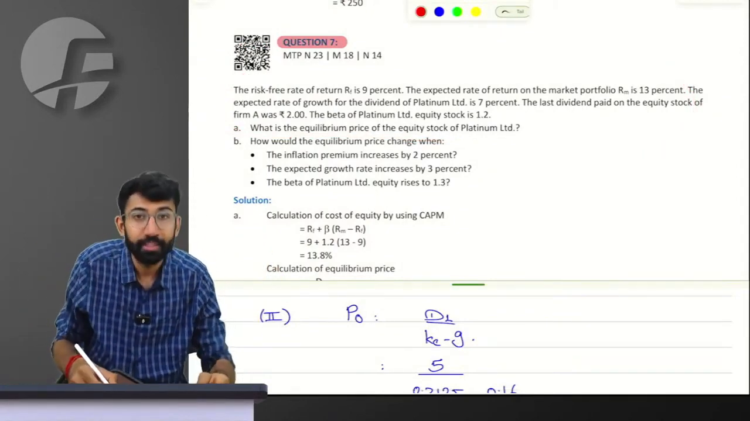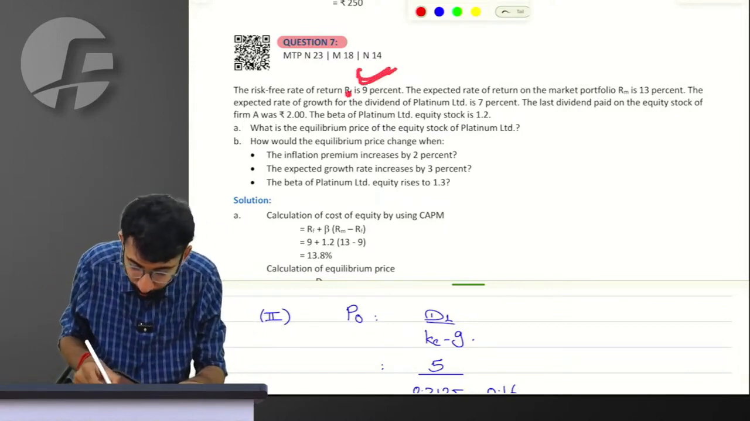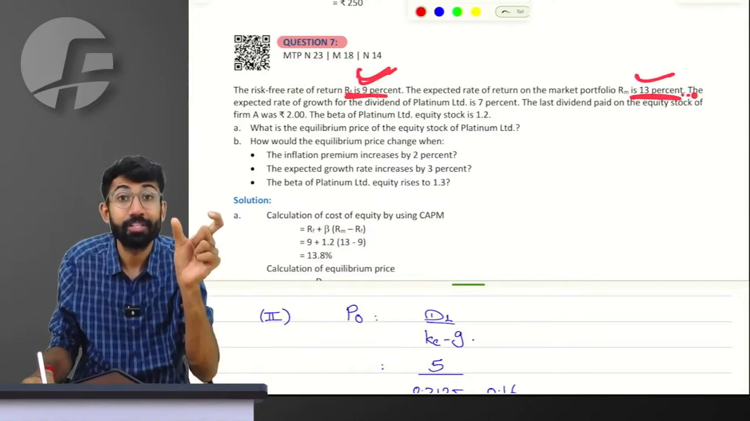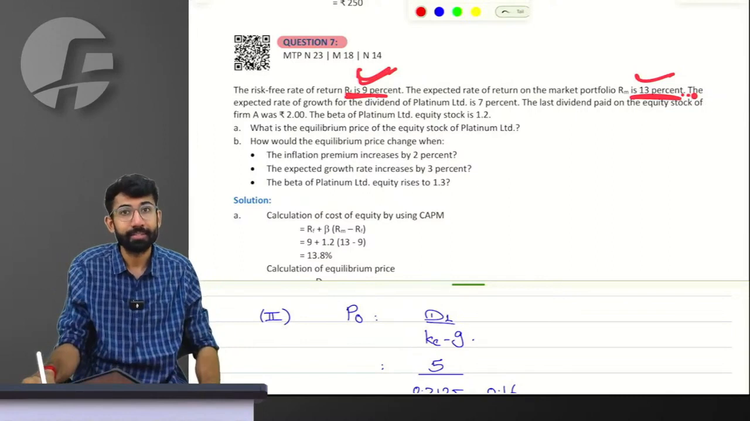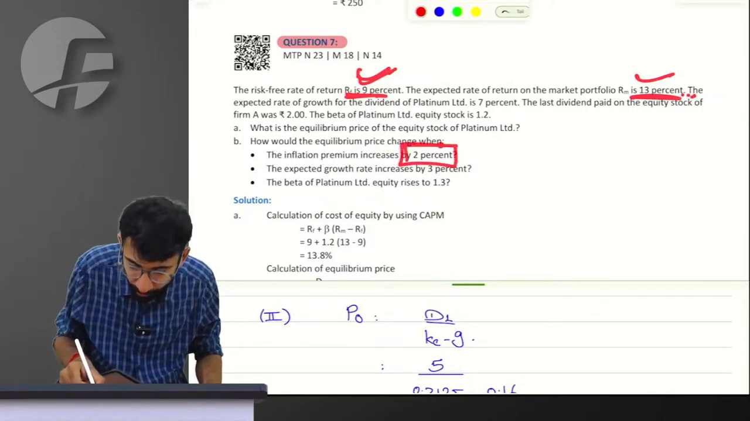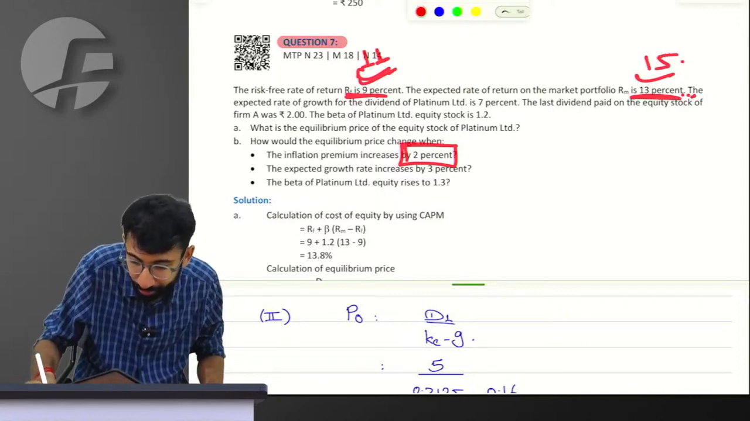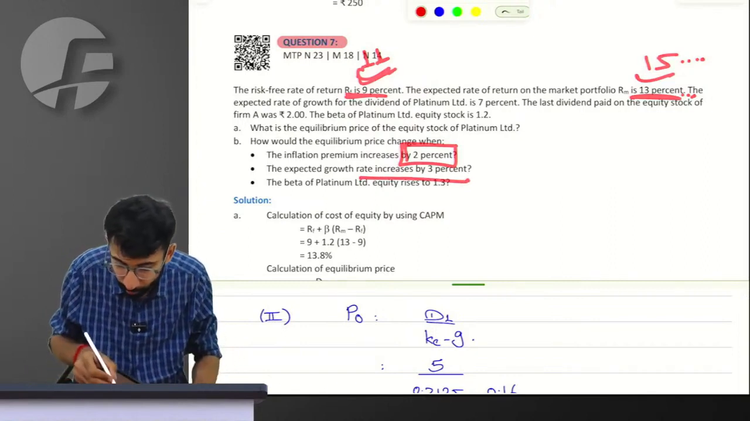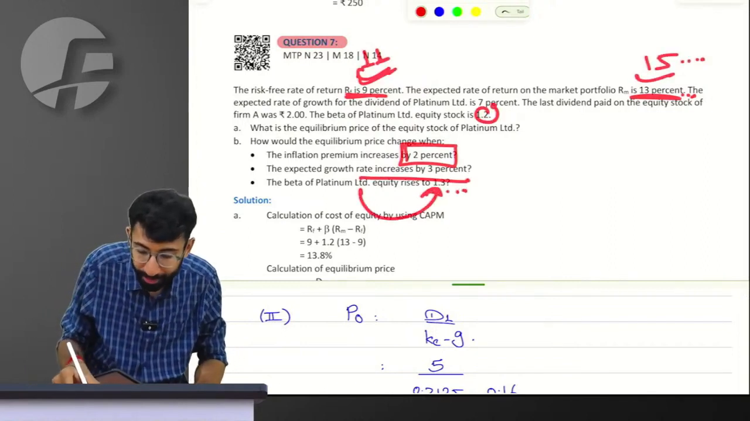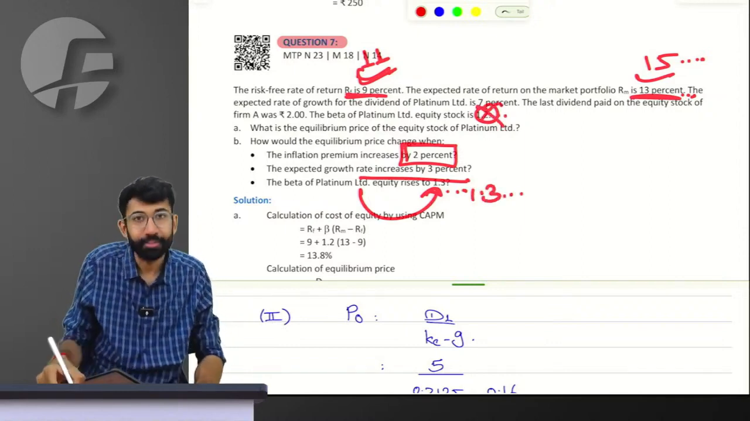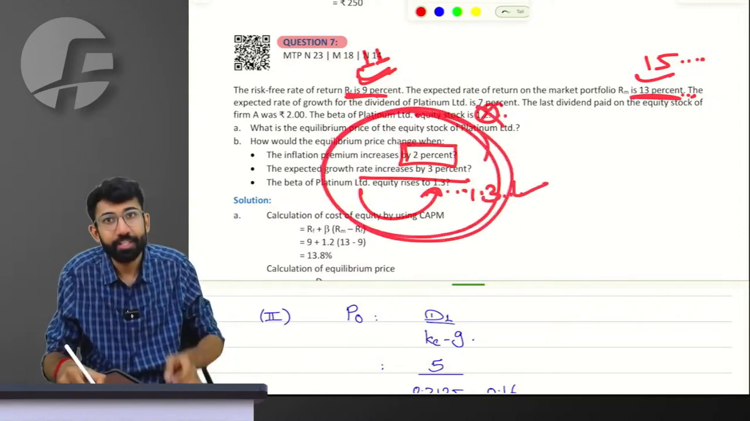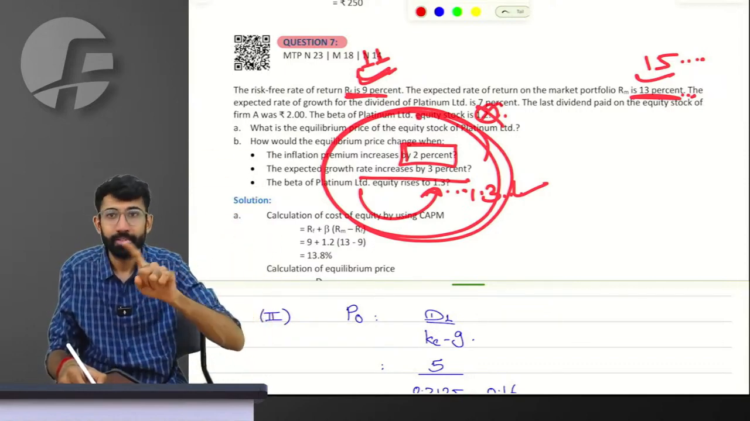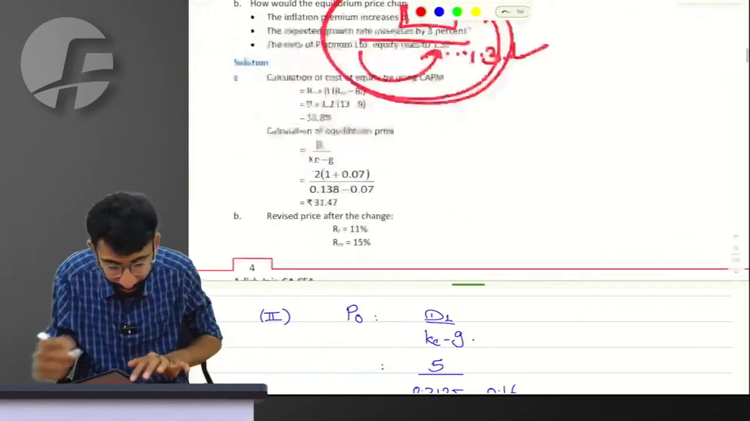Since the given rate is nominal, inflation premium is a part of the 9% of RF and also the 13% of RM. In fact, the difference between RM and RF is the risk premium component, as we learned in the class. Which means if this increases by 2%, RF will become 11, RM will become 15. First thing. Second, growth rate increased by 3% that you do, beta rises to 1.3, which means right now it is 1.2, you have to make it now 1.3. The effect of all these three things you have to give simultaneously. These are not three different parts to be solved. So question number 7 that way gets done.